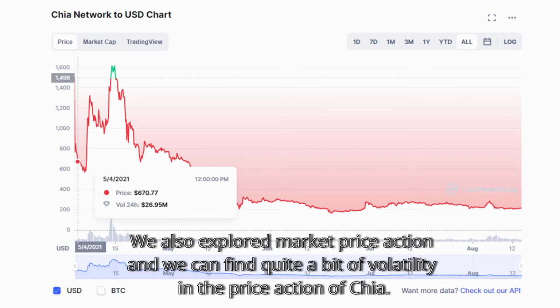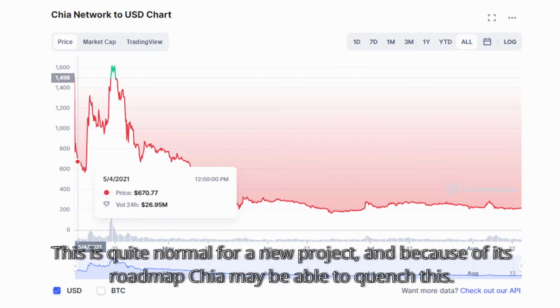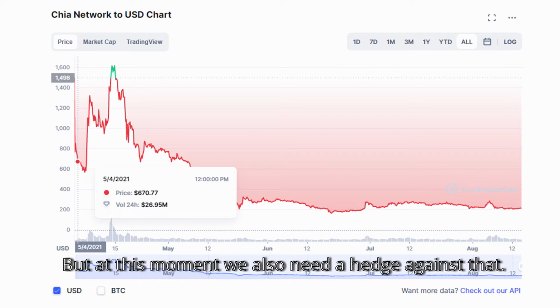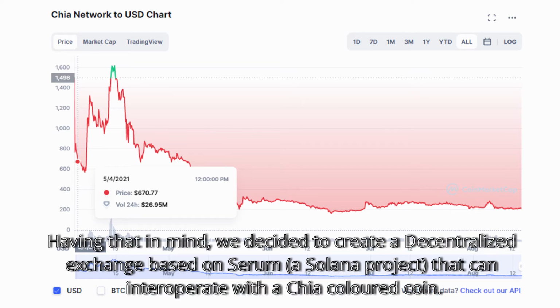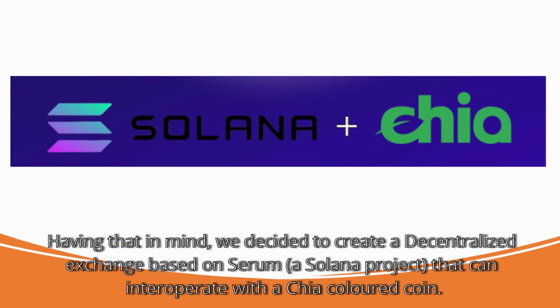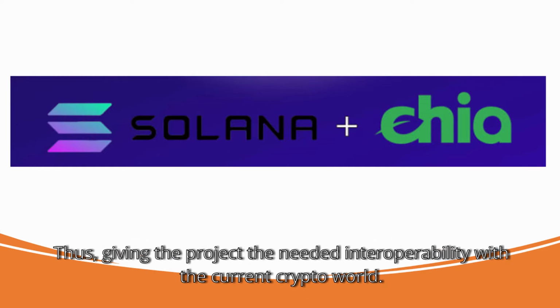We also explored market price action, and we can find quite a bit of volatility in the price action of Chia. This is quite normal for a new project, and because of its roadmap, Chia may be able to quench this. But at this moment, we also need a hedge against that. Having that in mind, we decided to create a decentralized exchange based on Serum, which is a Solana project that can interoperate with a Chia Colored coin, thus giving the project the needed interoperability with the current crypto world.